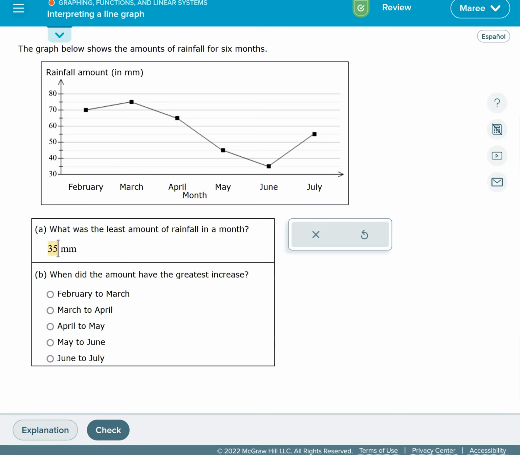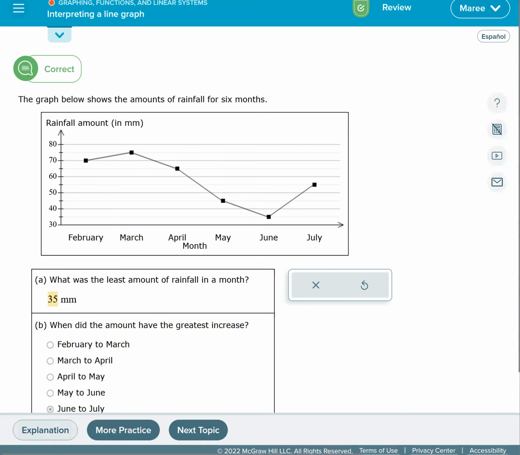When did the amount have the greatest increase? So we're looking for a positive slope when the amount rose, and we want the one that rose faster, that has a more steep line, and that's from June to July. And that is the end of our lesson.